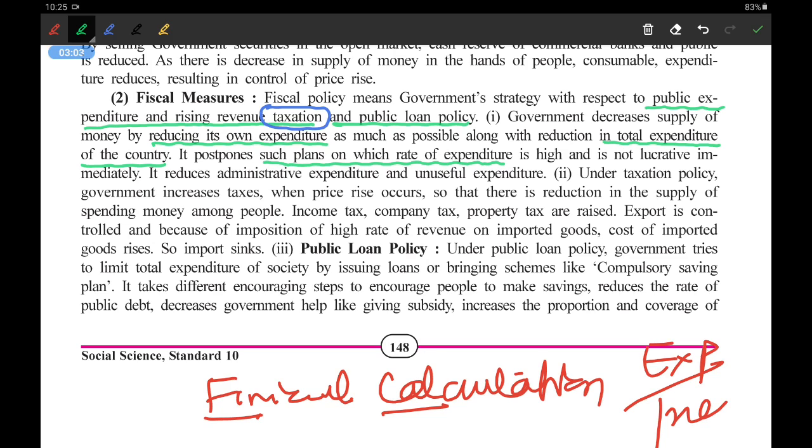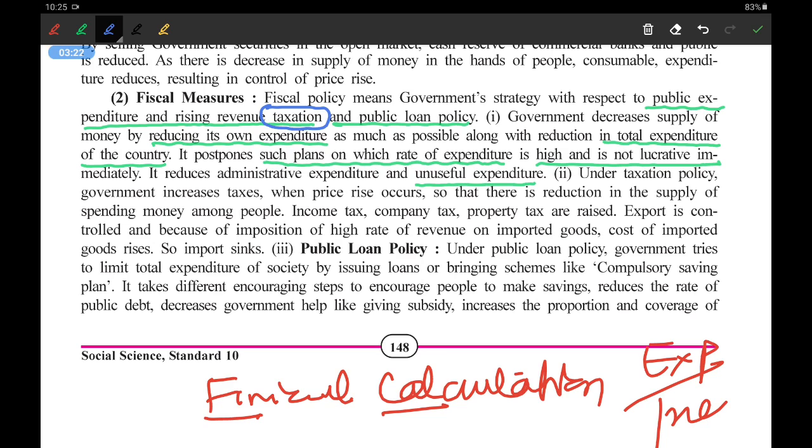If it is high and not lucrative, lucrative meaning attractive immediately, meaning if those can be avoided, such things will be stopped. It reduces administrative expenses on unuseful expenditure. Ultimately, the unuseful expenditure will be stopped.